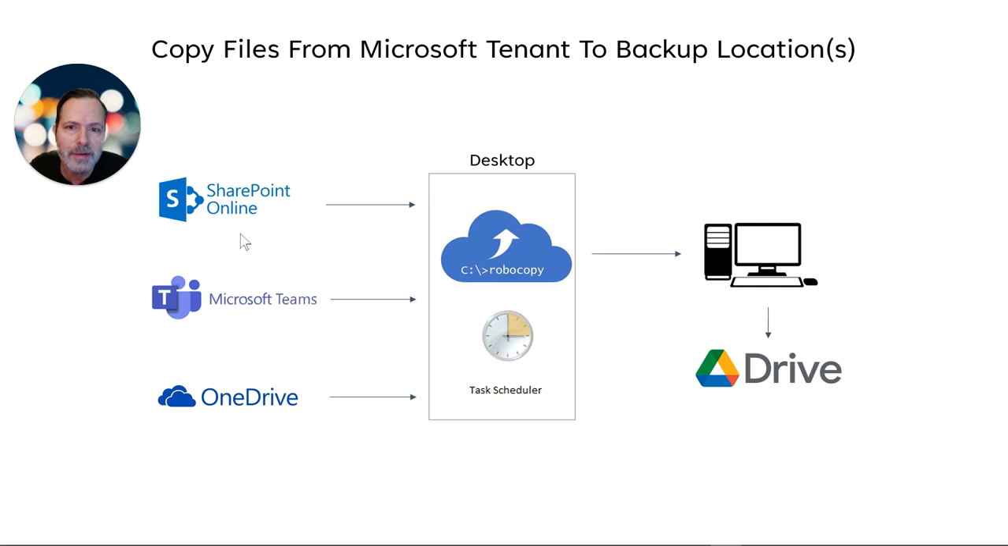On the left is the Office 365 areas that I want to back up: SharePoint, Teams, OneDrive. I'm going to go to each of these areas and show you what you need to do to establish the connectivity between your desktop and these libraries, so you can use a utility on this desktop called Robocopy to facilitate the copying from the source to the destination.